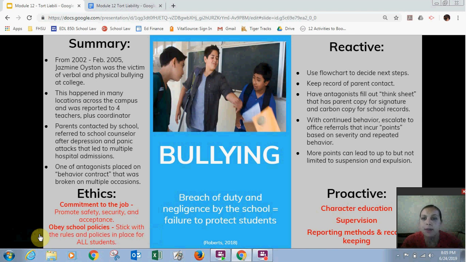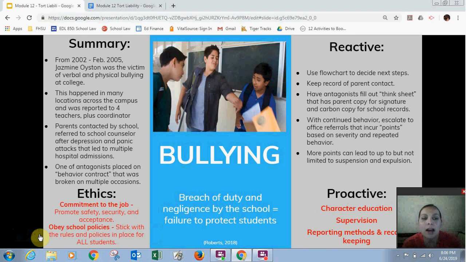She had bouts of depression, panic attacks, and she actually went in for hospital admissions, including one for self-harm based on these bullying incidents. So the parents' case was that there was a breach of duty, that we as teachers were not properly watching the student and not keeping them in a safe environment, which equates negligence by the school for creating a safe environment for our students. So that's our failure to protect the students.